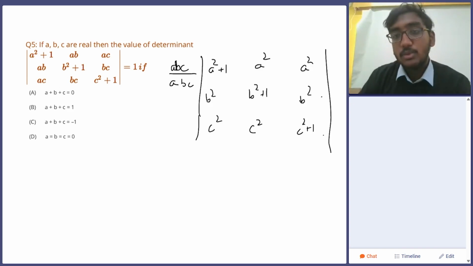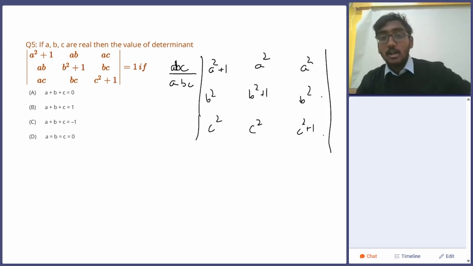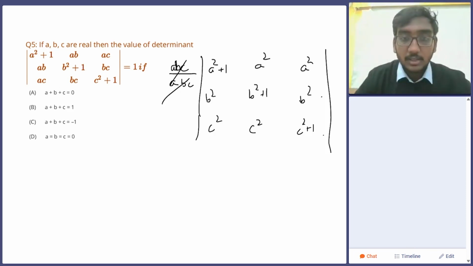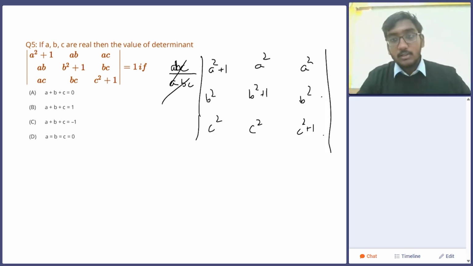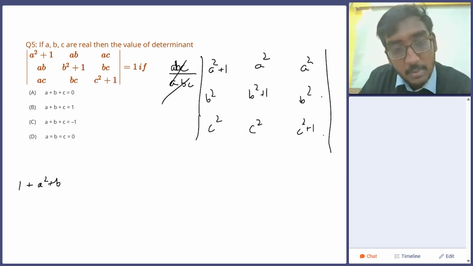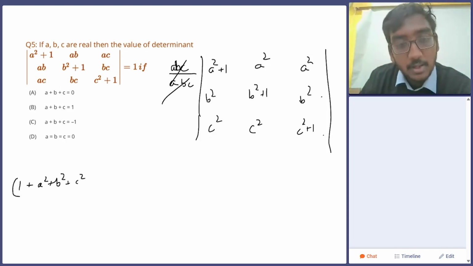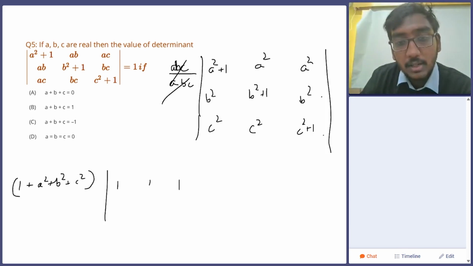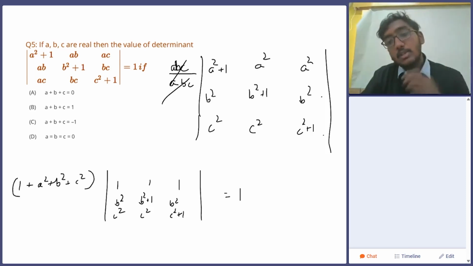And now what we can do is this transformation: R1 becomes R1 plus R2 plus R3. In R1, all the three elements will be identical. It will be 1 plus A square plus B square plus C square. You can pull it out. So it will be 1 plus A square plus B square plus C square into some other determinant, right? The determinant will be 1, 1, 1, then A square, B square plus 1, C square, then A square, B square, C square plus 1.